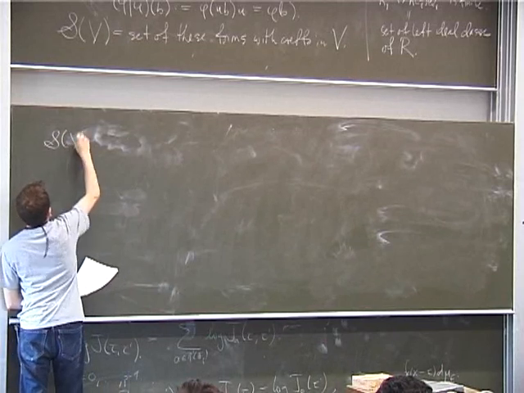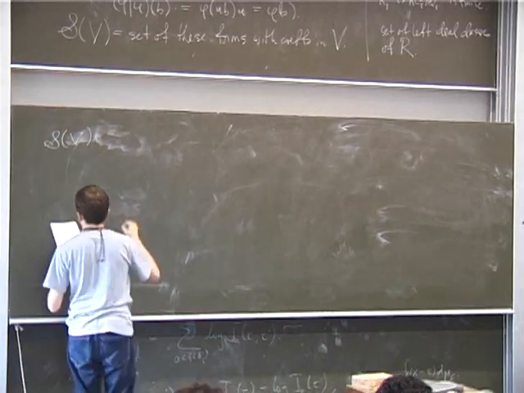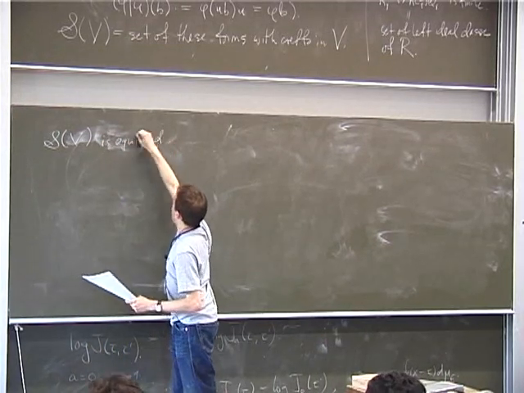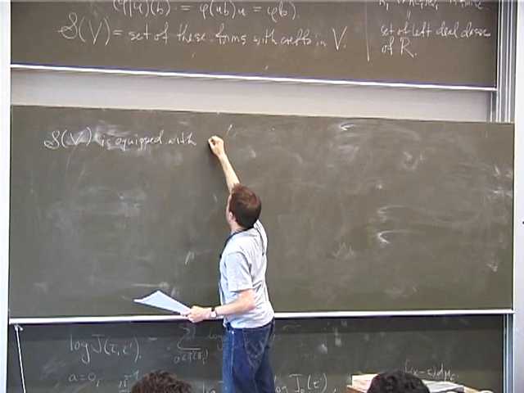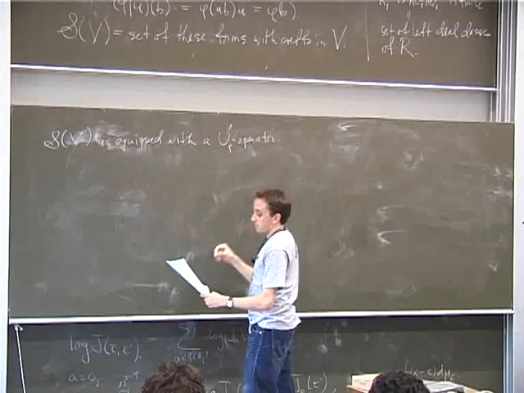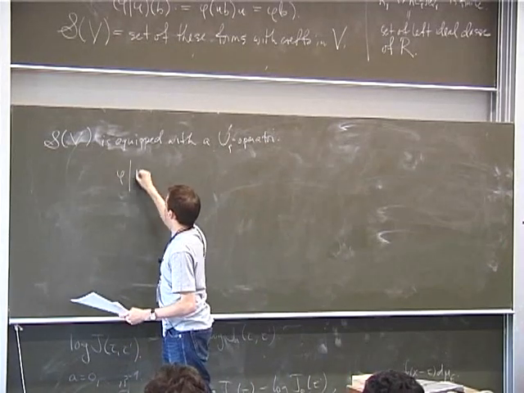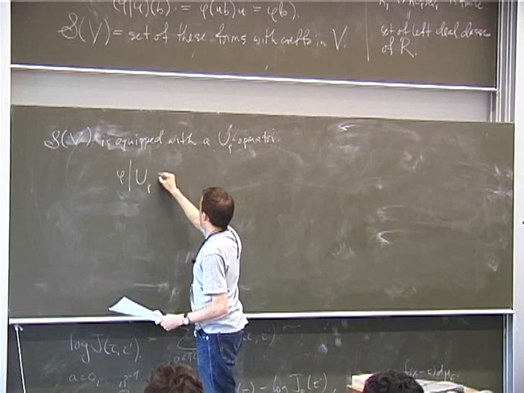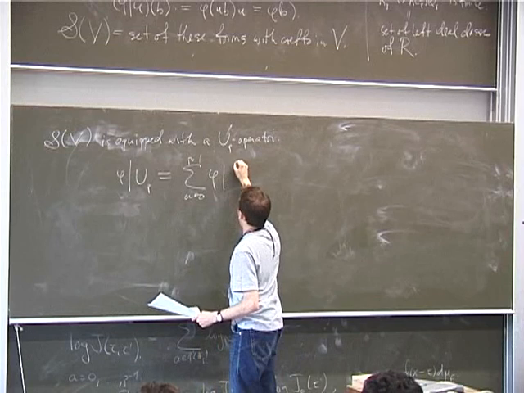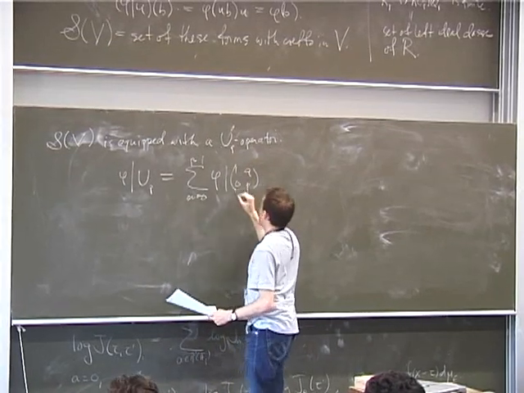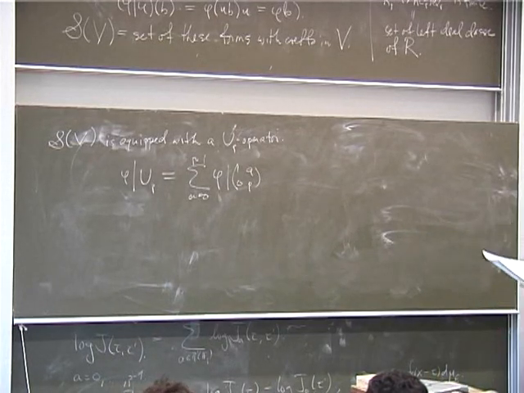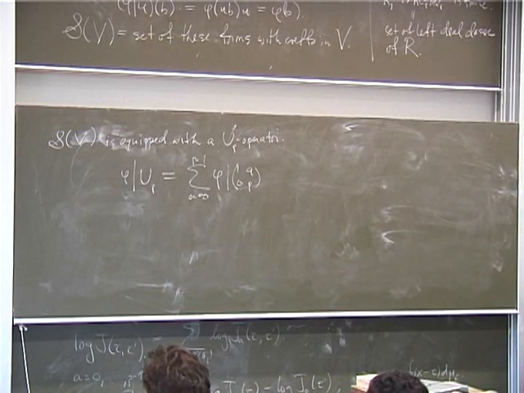Now, S of V is a set of automorphic forms. It's equipped with the action of a U_p operator. In the way you would expect, phi slashed with U_p is the sum where a goes from 0 to p minus 1 of phi slashed with (1 a; 0 p). You can pick any double coset representatives for the appropriate double coset space there because of the action of sigma.